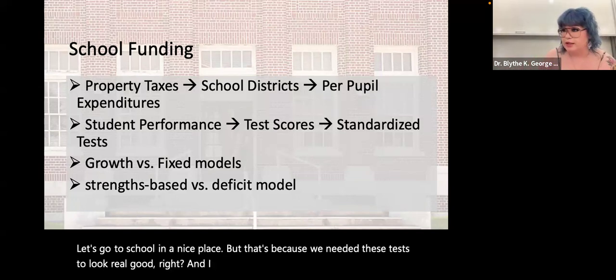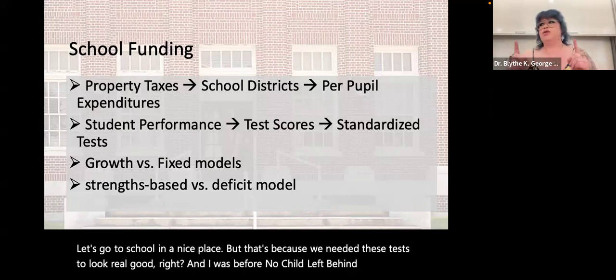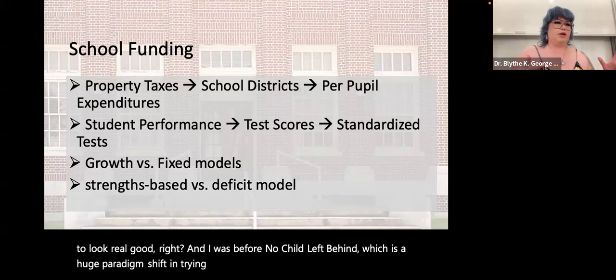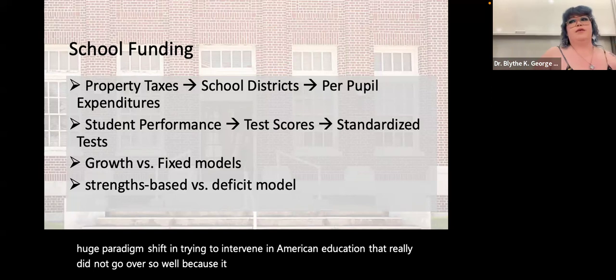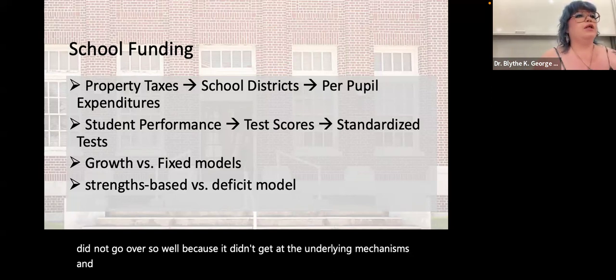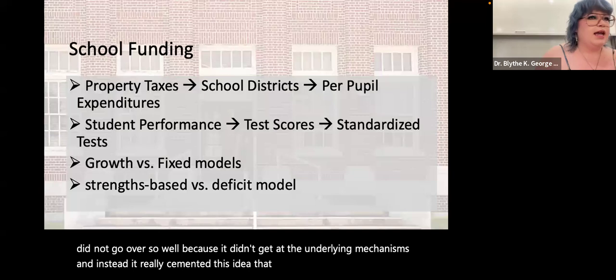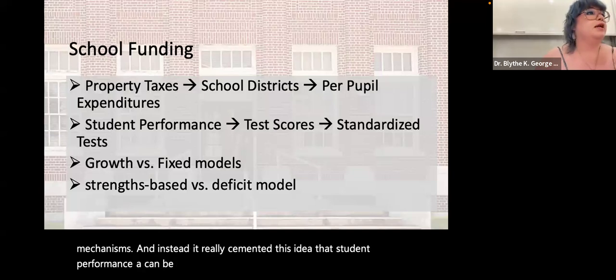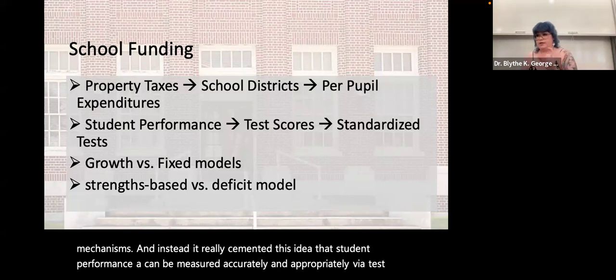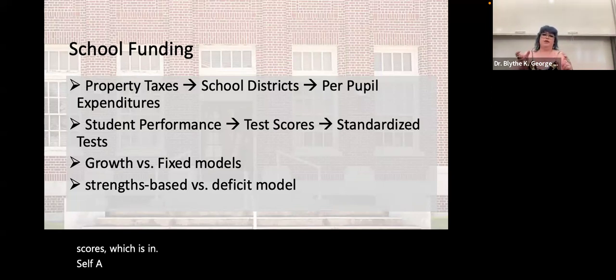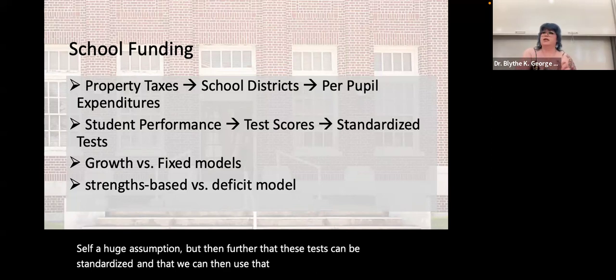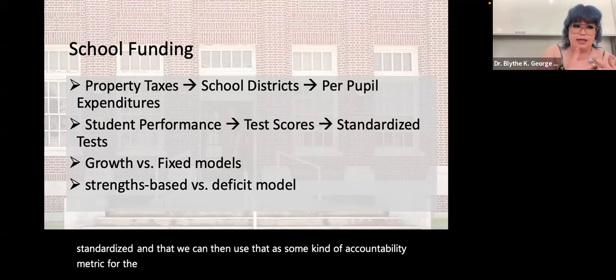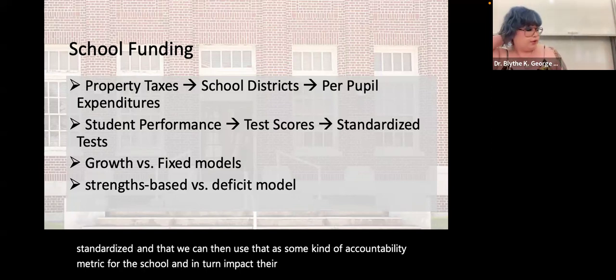And that was before No Child Left Behind, which is a huge paradigm shift in trying to intervene in American education that really did not go over so well, because it didn't get at the underlying mechanisms. And instead, it really cemented this idea that student performance can be measured accurately and appropriately via test scores, which is in itself a huge assumption. But then further, that these tests can be standardized and that we can then use that as some kind of accountability metric for the school, and in turn impact their funding and other resources accordingly.